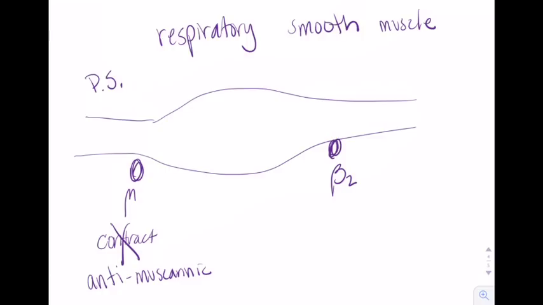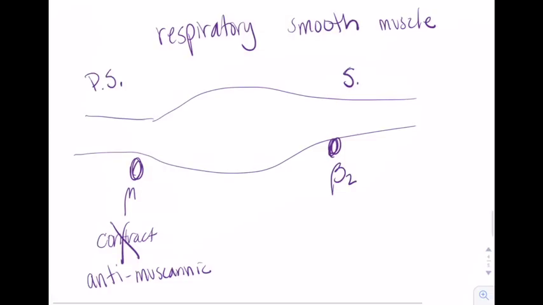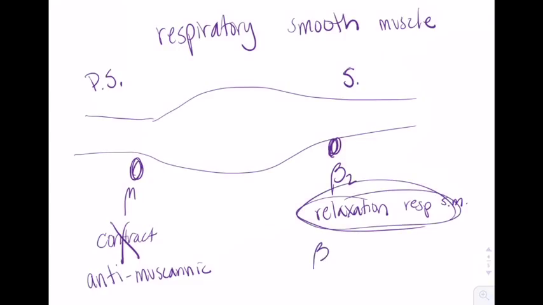And the other side, we have the sympathetic nervous system, our fight or flight nervous system, and the beta-2, that's relaxation of respiratory smooth muscle. That is a good thing. We want this. So we're going to have beta-2 agonists. We're going to have both short and long-acting. We'll discuss all of that on Friday.